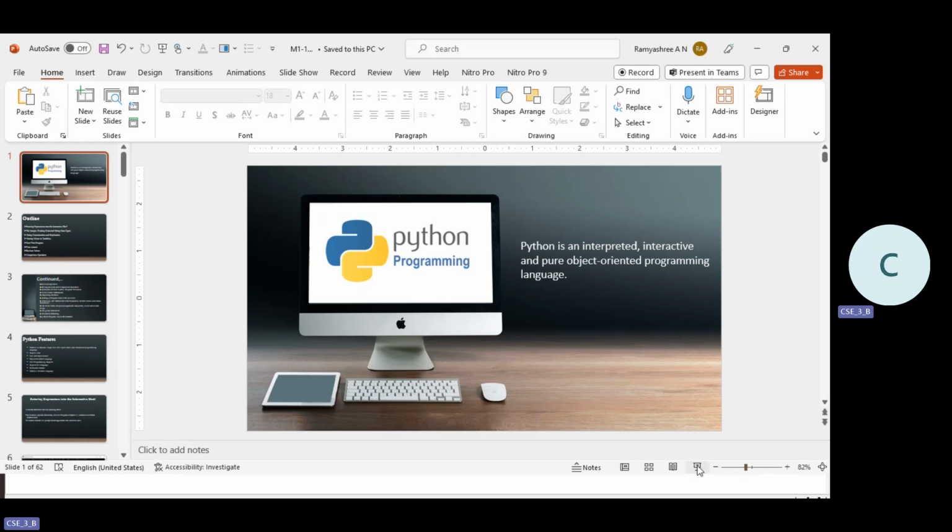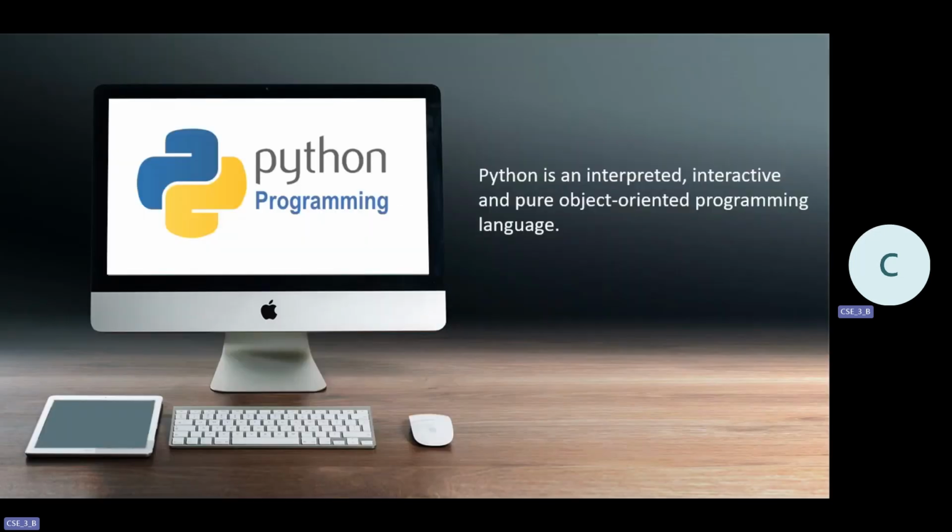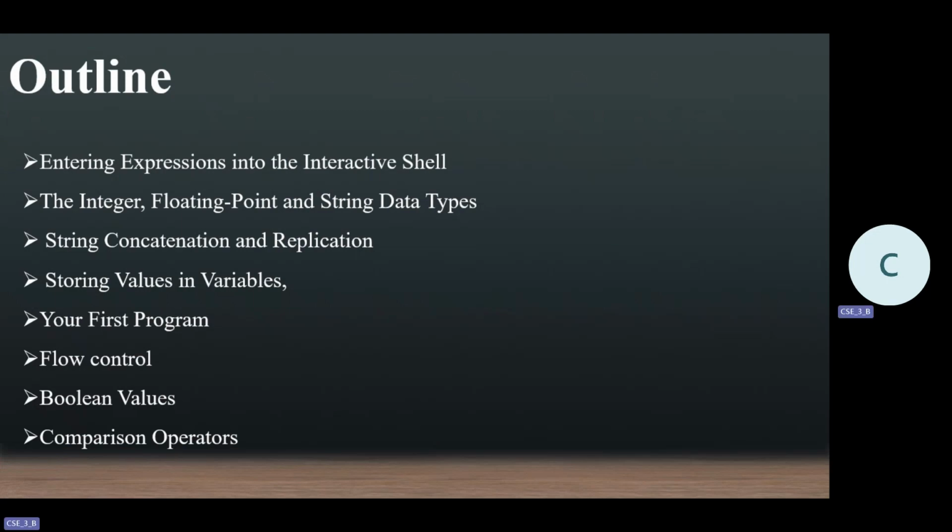Interactive, and pure object-oriented programming language. Interpreted means every statement can be executed line by line. Interactive means we can easily interact with the interpreter, so that we are able to see every step of execution. And it is a pure object-oriented programming language. Pure object-oriented programming means everything is an object in Python.